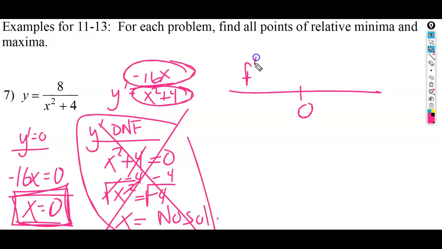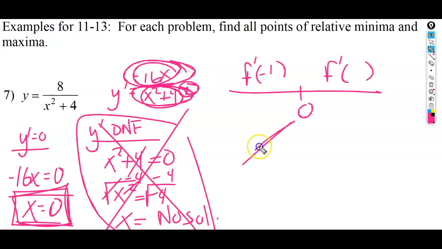I'm going to plug the number to the left and right of 0 into the derivative to see what the slope is doing at that point. So let's plug in negative 1. If you plug in negative 1 on the top, you end up with positive 16. And the bottom, no matter what you plug in, you're always going to get positive because the bottom is being squared. So I've got a positive over a positive, which means that my slope is positive. Next, I'm going to plug in a positive 1. That's going to end up giving me a negative outcome.